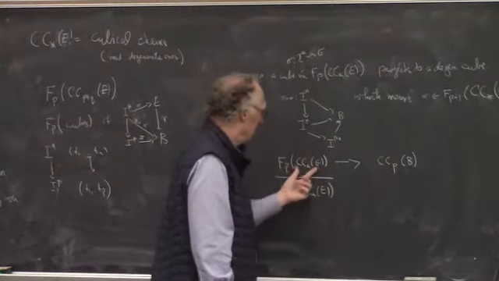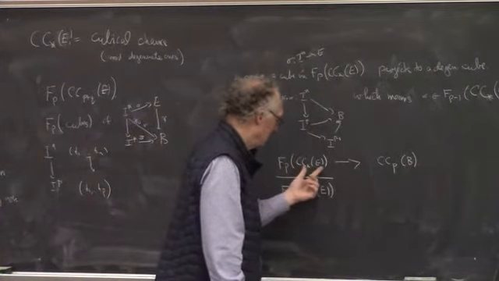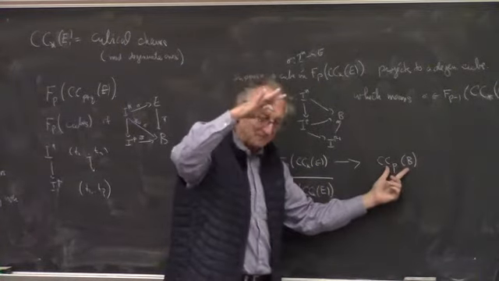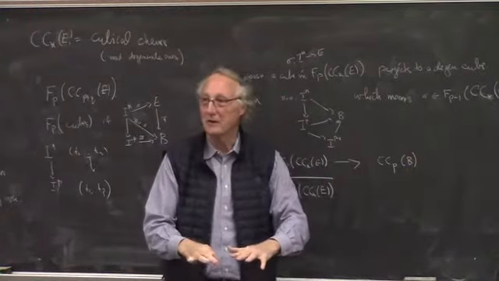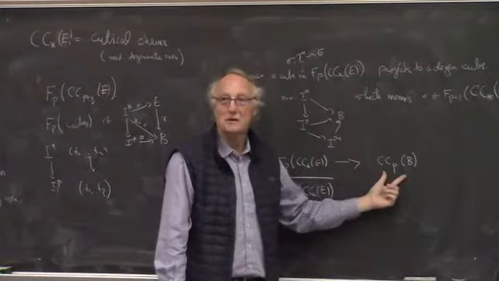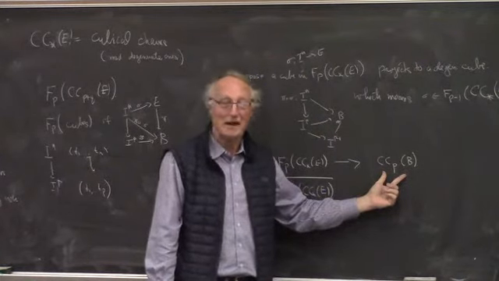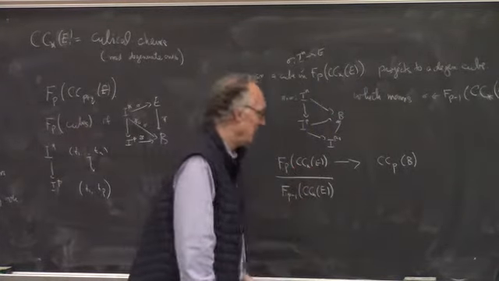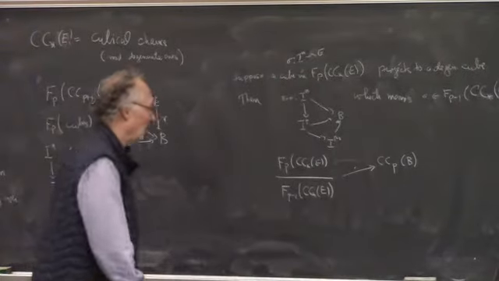Because if a cube maps to 0 here, because it's in filtration level p, it factors through a p-cube in the base. But that p-cube is itself degenerate. But that means the original cube was in filtration level p minus 1. So we're defining a homomorphism like that.